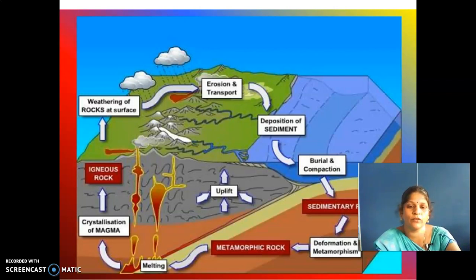Then the metamorphic rocks form through deformation and metamorphism, that means pressure. The same metamorphic rocks form due to high pressure, because it is in the mantle, because the upper crust also has the effects of the sun and the increasing greenhouse gases. The interior part of the earth, that is the third layer of the earth, is the core.